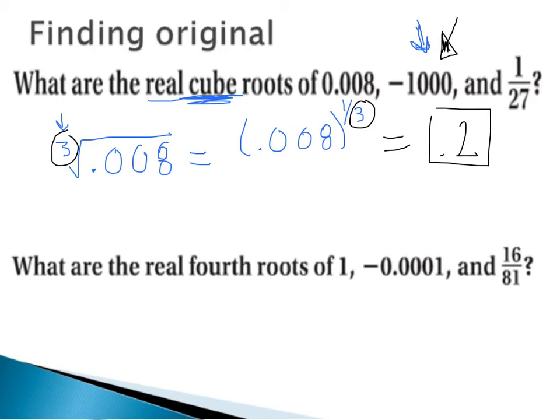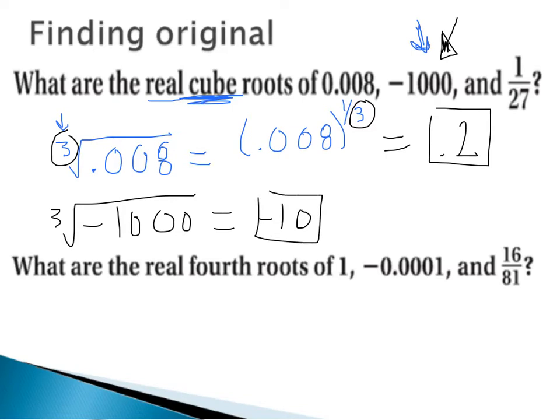Now, again, with this negative sign here, if I have to think what number multiplied 3 times to get negative 1,000, so what was the cubic root of negative 1,000? My answer here would be negative 10. Because negative 10 times negative 10 gives me a positive 100. Times that by a negative 10, that's where comes the negative 1,000.